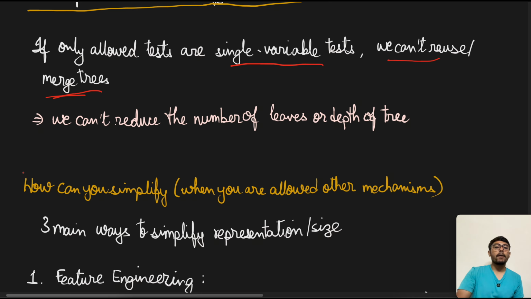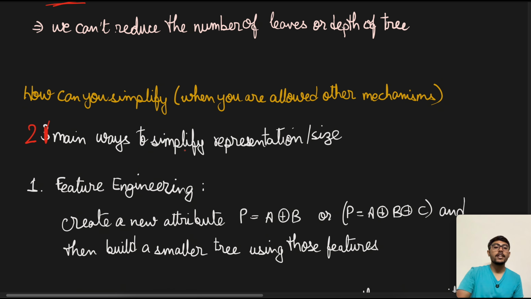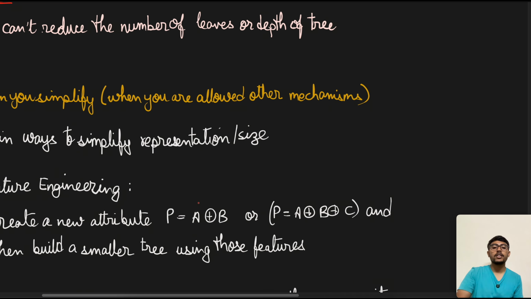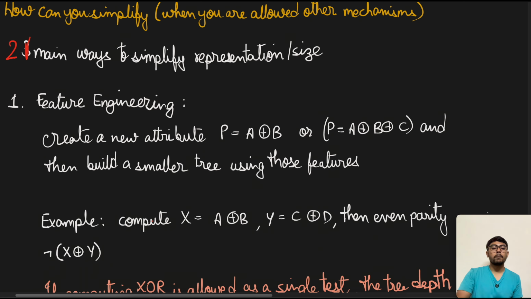Now, we come to the other part, which is how can you simplify when you are allowed to make other changes, right. So, there are actually two, I have mistakenly put three, two main ways to simplify the representation. First is feature engineering. So, we create a new attribute here, which is p equals a XOR b, or p can also be written as a XOR b XOR c, and then build a smaller tree using these features, right. So, for example, we compute x as a XOR b and y as c XOR d. Then the even parity would be the negation of x XOR y.